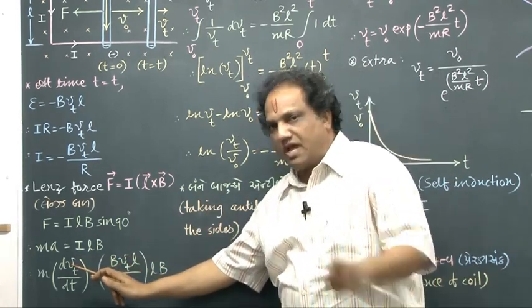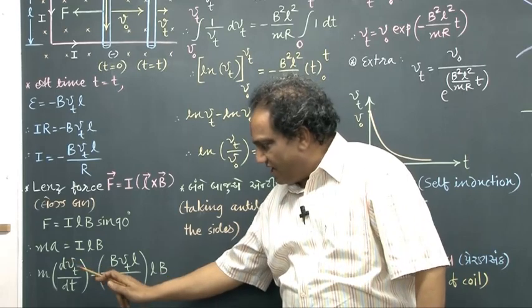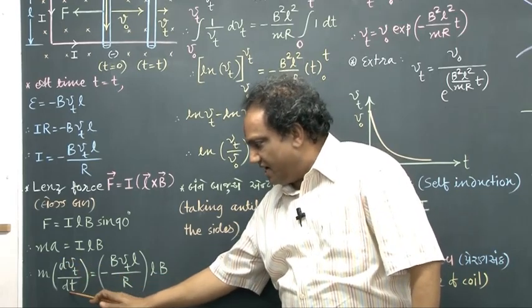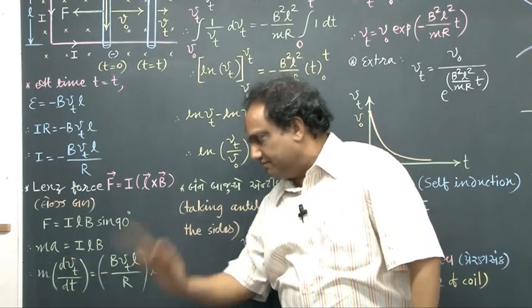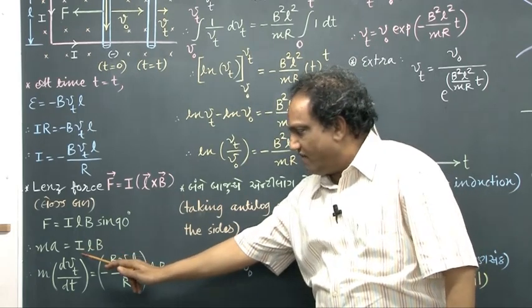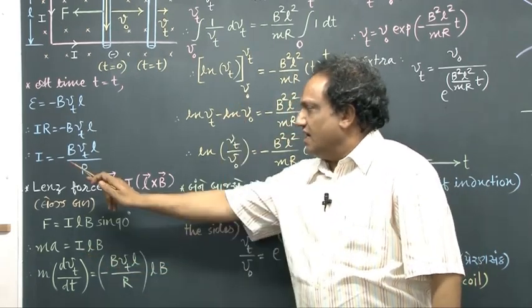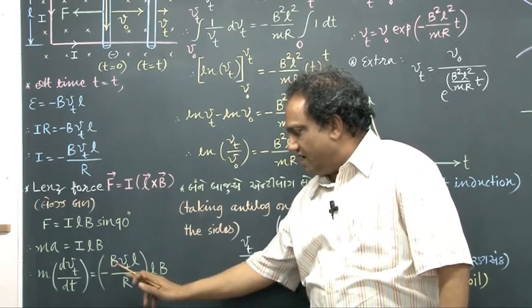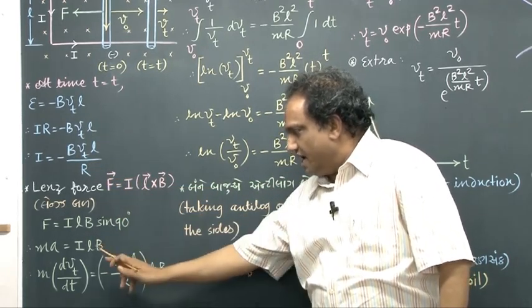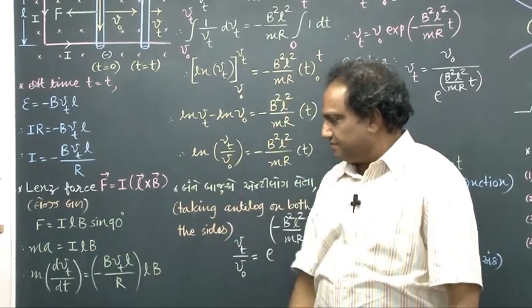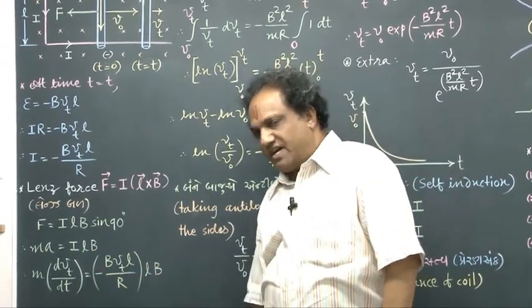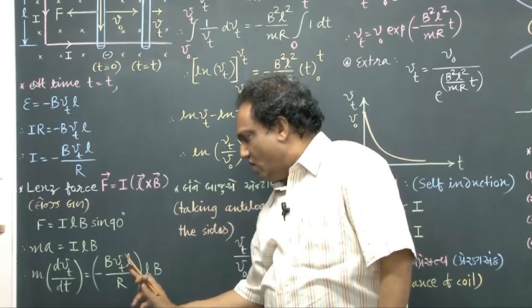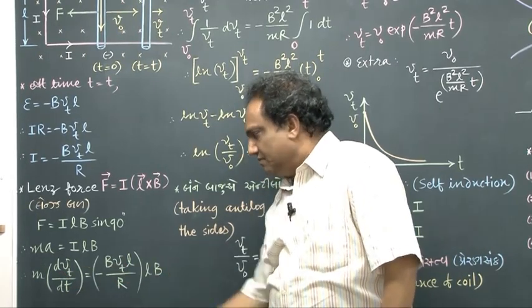Because you are talking about time t, I am writing here Vt. dVt by dt will give you acceleration. And now the formula of I is ready with us. It is minus BVtL upon R, minus BVtL upon R into LB. Fine. And now just find out dVt upon Vt from this equation.